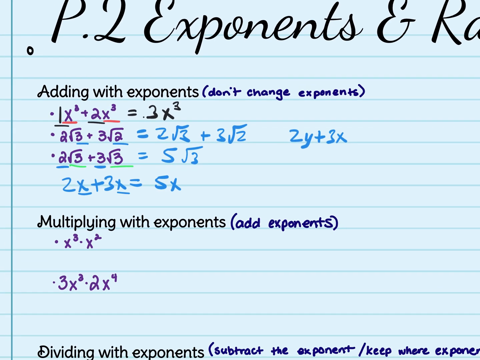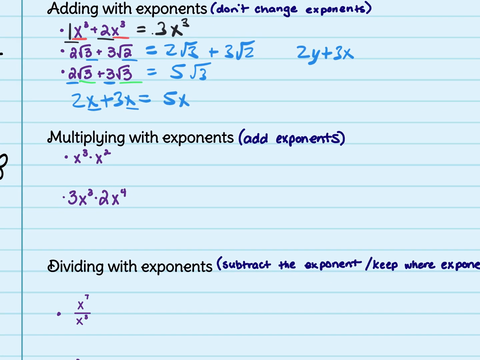All right, good. Now, multiplying with exponents. Our rule for multiplying with exponents is that if we have the same base, so in this example, our base is x. We do have the same base. When we have the same base, we add the exponents. So our exponent on the first one is 3, and on the second one is 2. So we get x to the 3 plus 2. This is going to give you x to the power of 5.